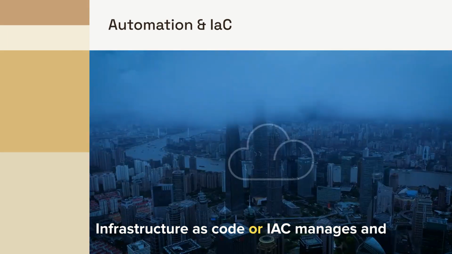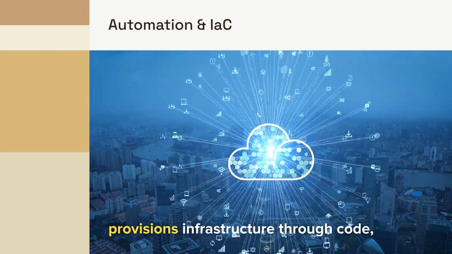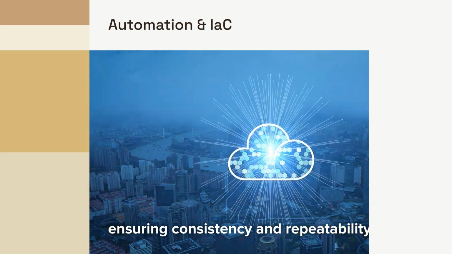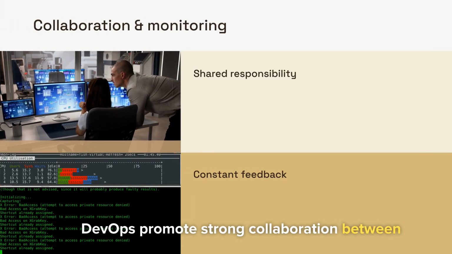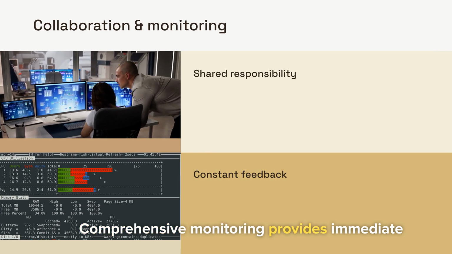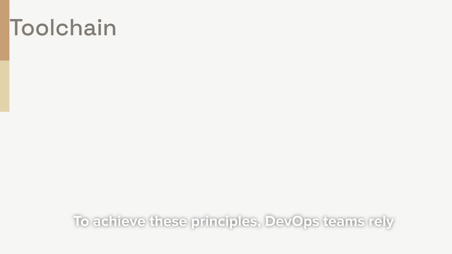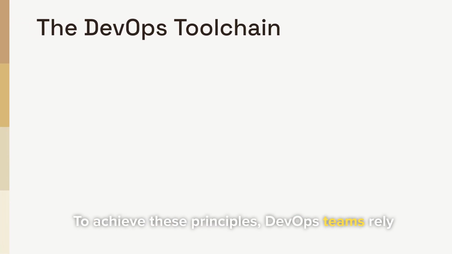Infrastructure as code, or IaC, manages and provisions infrastructure through code, ensuring consistency and repeatability. DevOps promotes strong collaboration between teams. Comprehensive monitoring provides immediate feedback on system performance and user experience. To achieve these principles, DevOps teams rely on a variety of specialized tools.